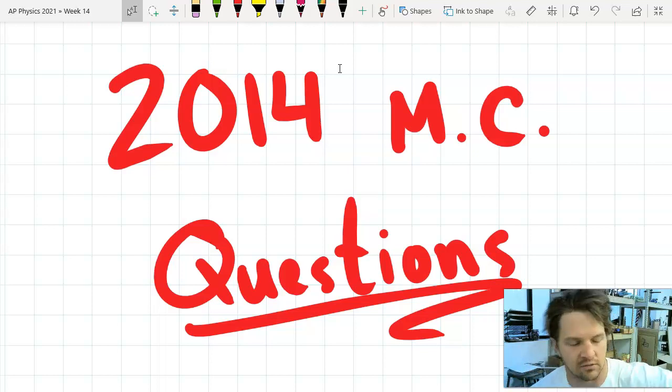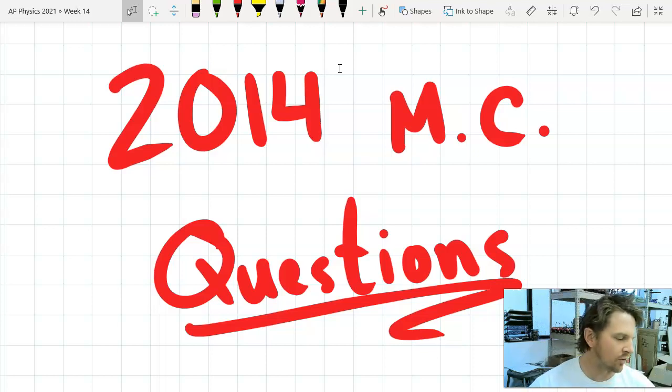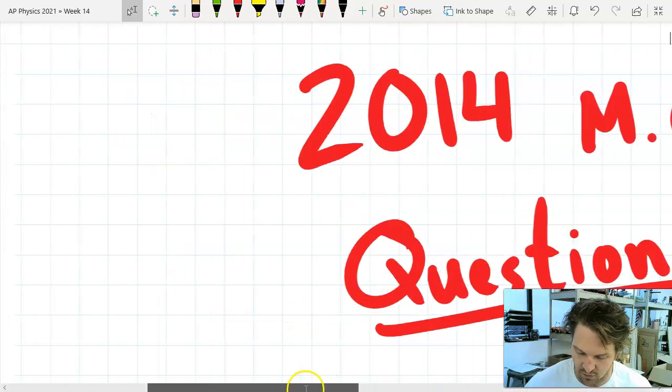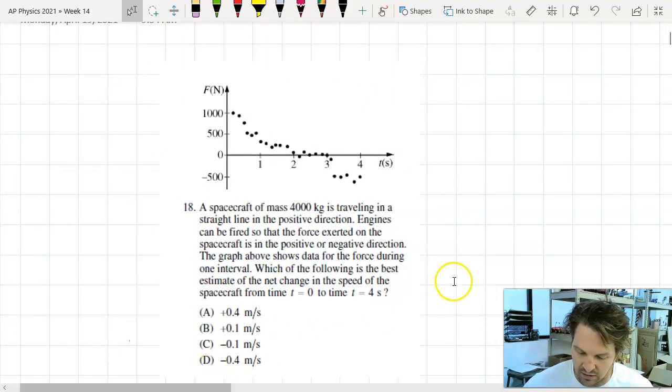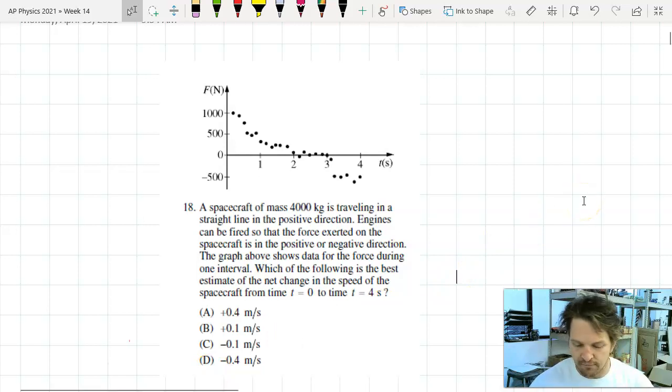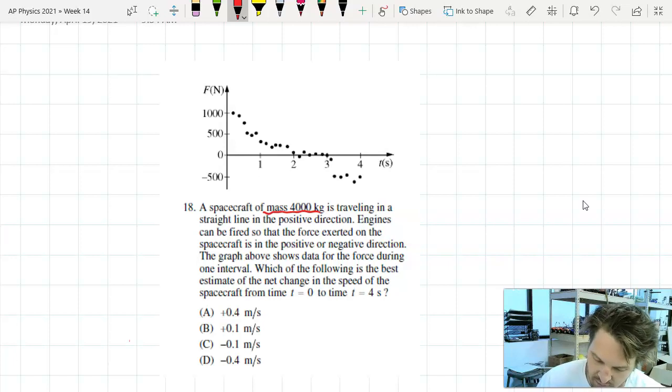It's kind of spotty, stuff put everywhere because anything from electrostatics, waves, and circuits has been taken out of the exam. So that's why. All right, so let's get started with number 18. We have a spacecraft of mass 4,000 kilograms, that's probably important, traveling in a straight line in the positive direction. The graph shows data for a force. There's a force exerted, okay. And there's a graph, right?